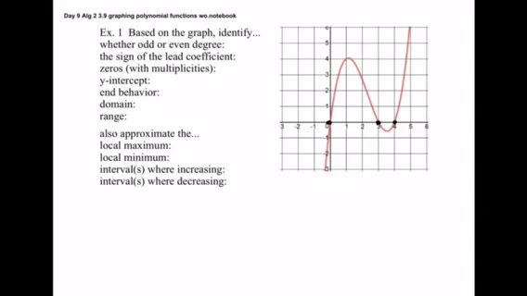Looking at example 1, based on the graph, identify whether it is an odd or an even degree. So thinking back to the chart that we had, we looked at odd and even degrees, and we looked at our leading coefficients, whether they were positive or negative. When we fill in our chart, a positive odd degree was down to the left, up to the right. A negative odd degree was up to the left, down to the right. Positive even was up, up. Negative even was down, down. So remembering our chart, we are going down to the left, up to the right. So we know that our degree is odd and our leading coefficient is positive.